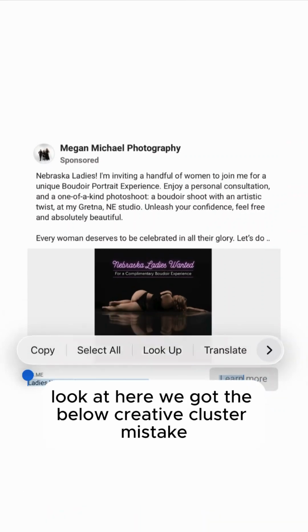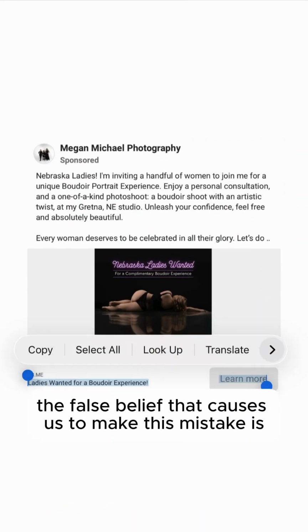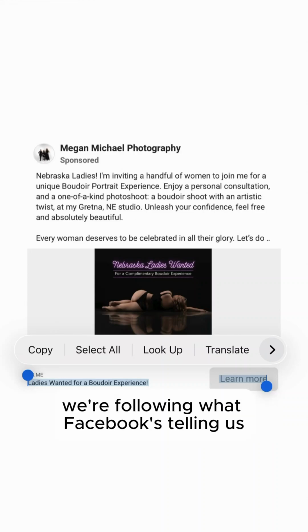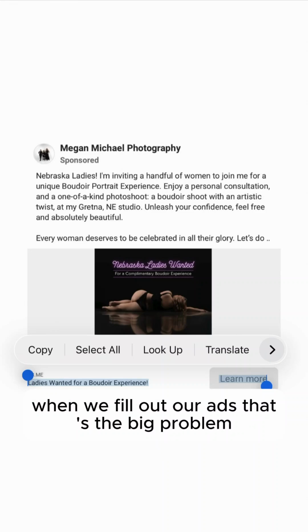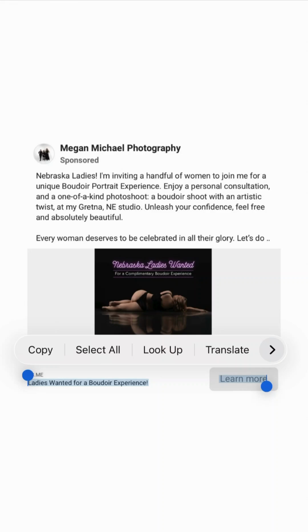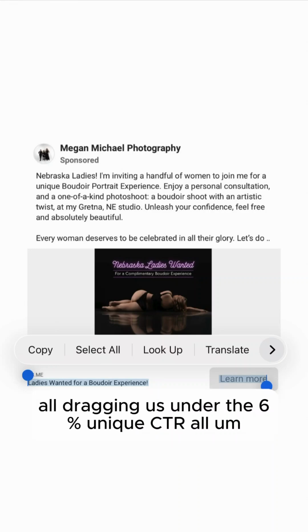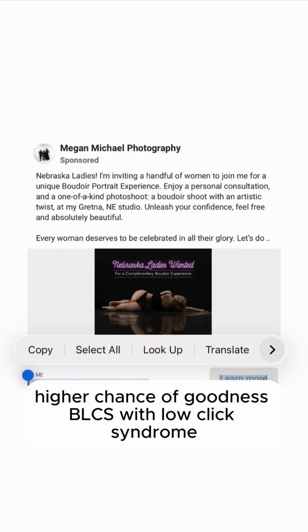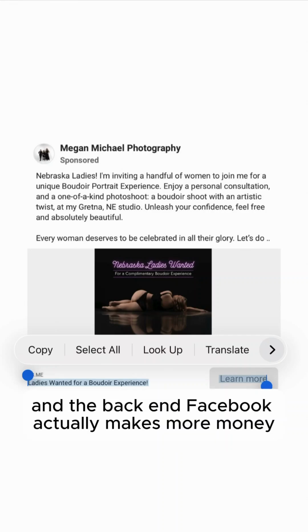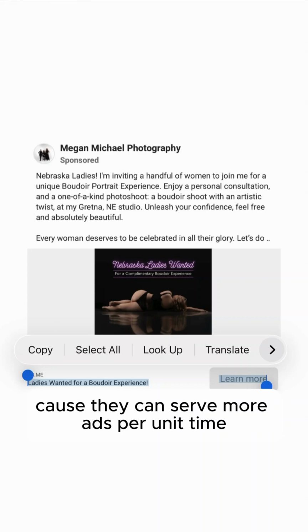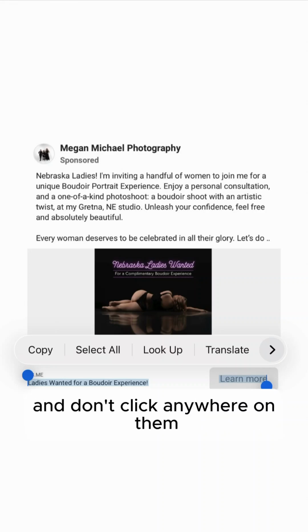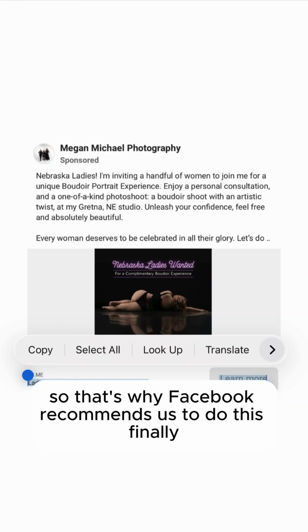All right, so look at here, we got the below creative cluster mistake. The false belief that caused us to make this mistake is we're following what Facebook's telling us when we fill out our ads. That's the big problem. The consequence of this is more women scrolling by our ads than necessary, lowering unique CTR, dragging us under the 6% unique CTR, higher chance of giving us BLCS, boudoir low click syndrome. And on the back end, Facebook actually makes more money because they can serve more ads per unit time, the more women that scroll by our ads and don't click anywhere on them. So that's why Facebook recommends us to do this.